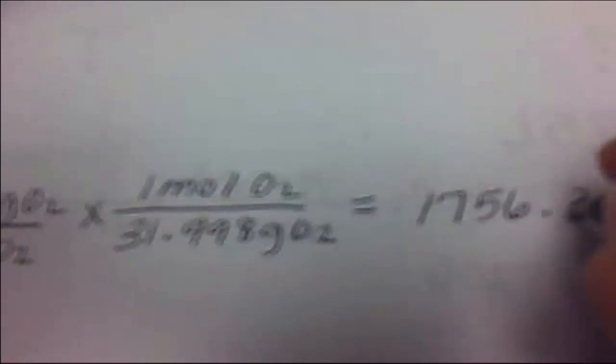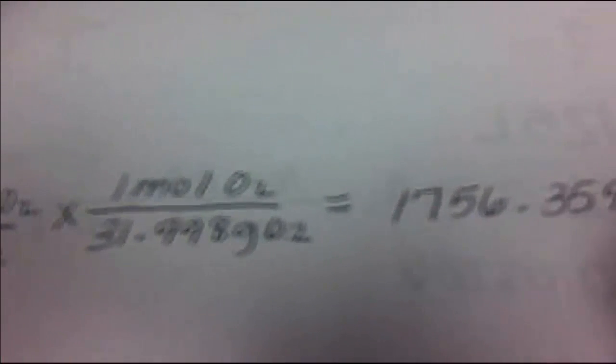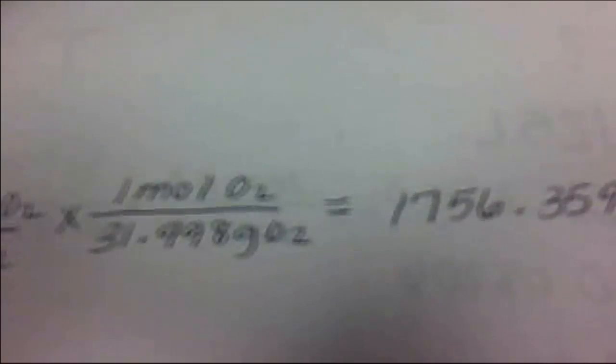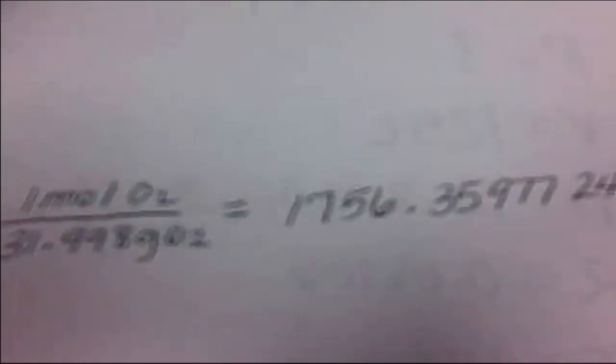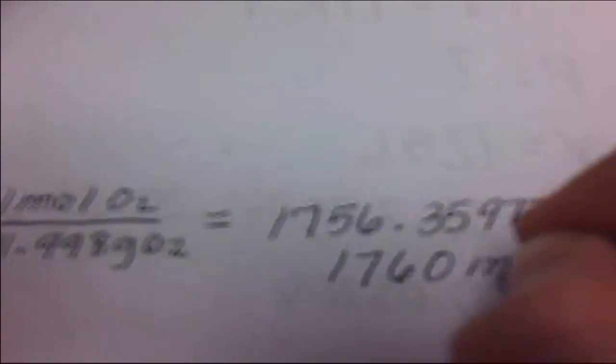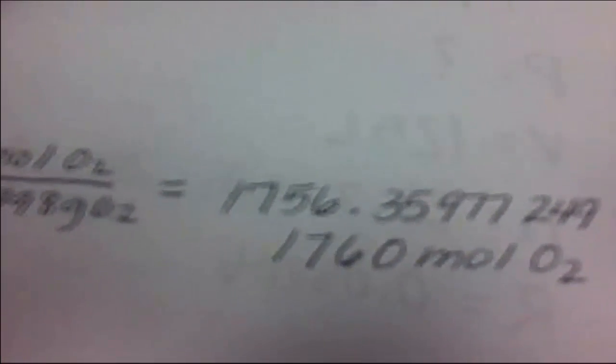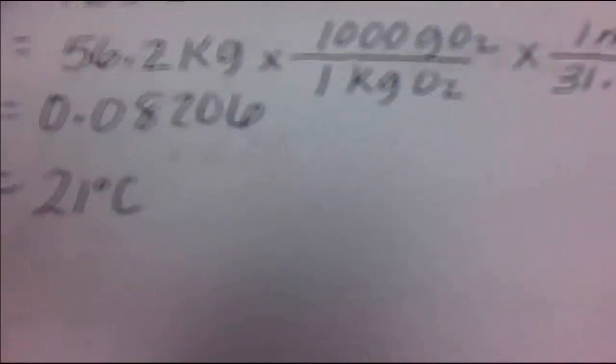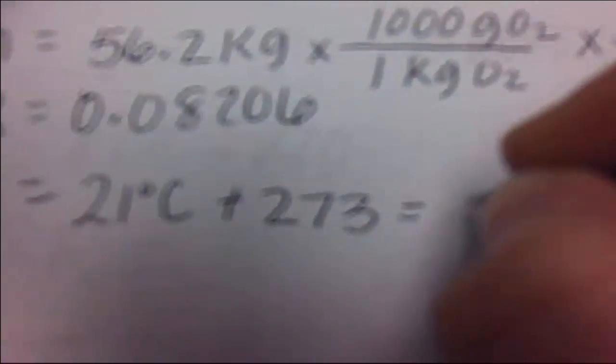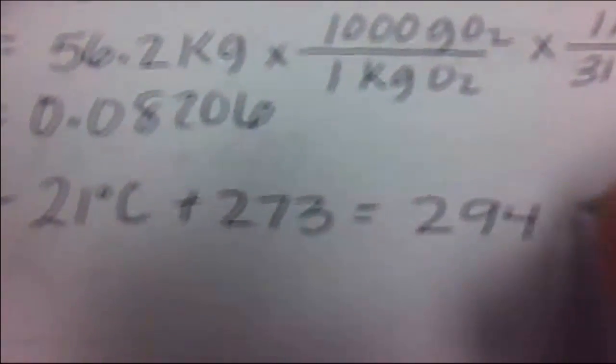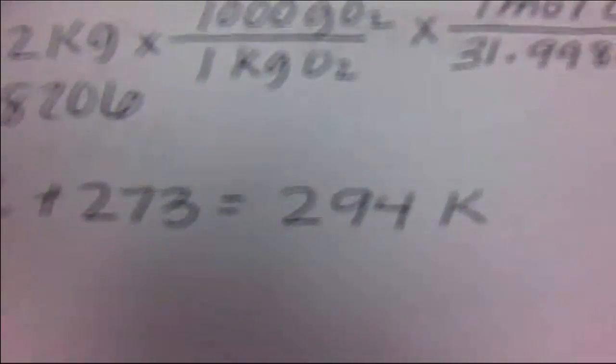And so I get 1,756.3597724 when I do my calculations. And of course I go back to the given, it's 3 sig figs, so I can only have 1,760 moles of O2. And so that's what I'm going to use for my moles. Again, the temperature's in degrees Celsius, so I'm going to have to change that to Kelvin. So that's going to be, when I add 273, 294 Kelvin.